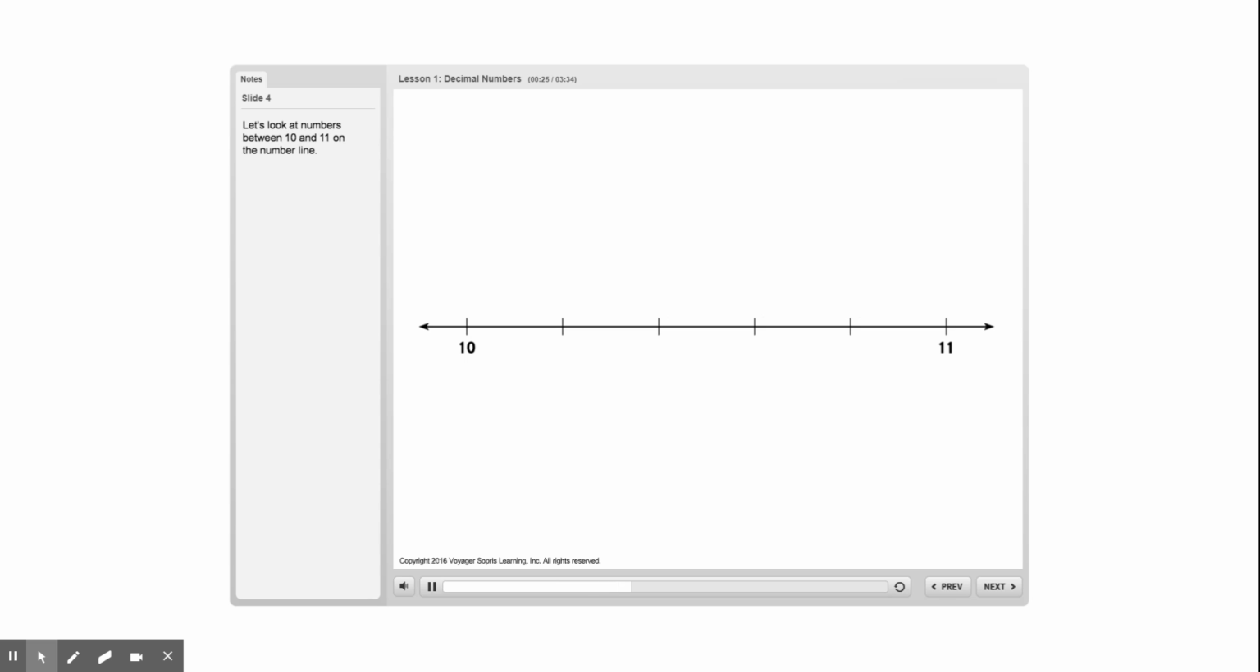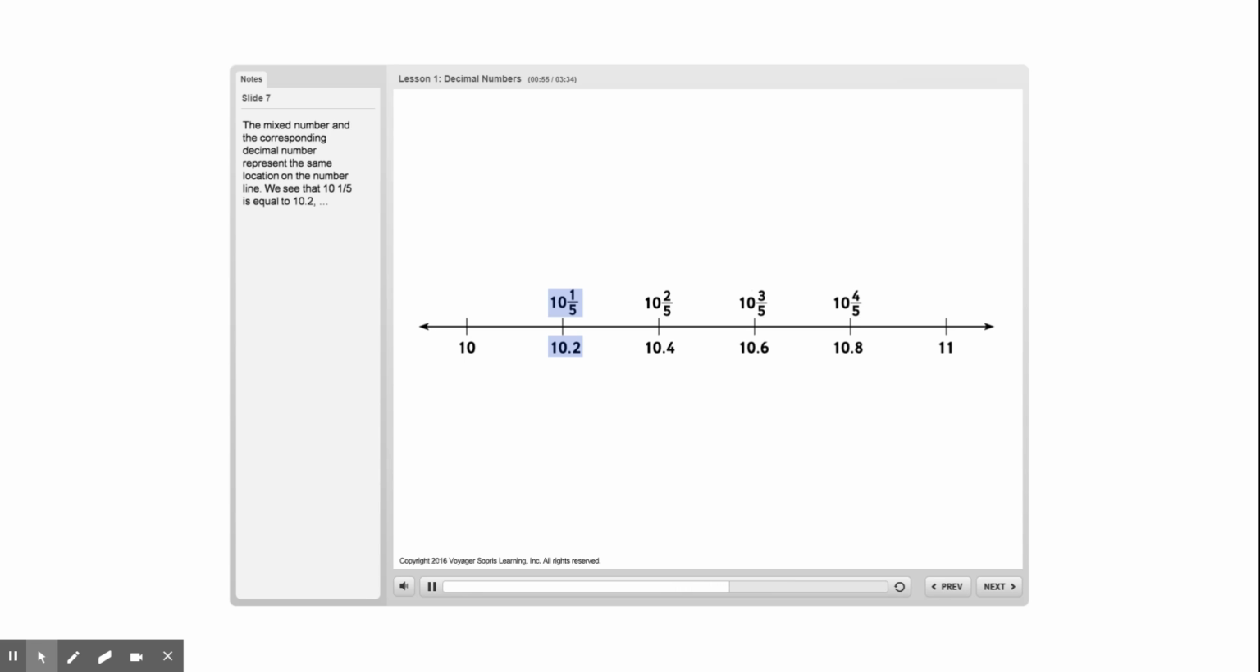Let's look at numbers between 10 and 11 on the number line. Here, we have divided the space between 10 and 11 into 5 equal parts. We have labeled these fair shares with their mixed number name. Now we see the decimal numbers for each mixed number below the line. The mixed number and the corresponding decimal number represent the same location on the number line.